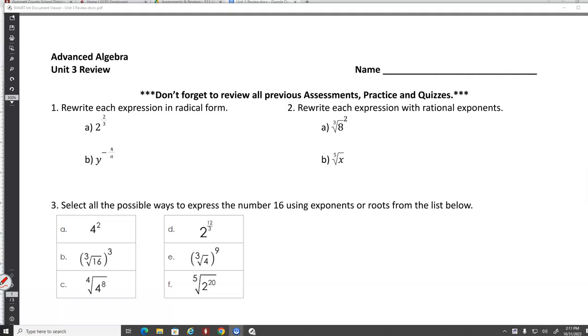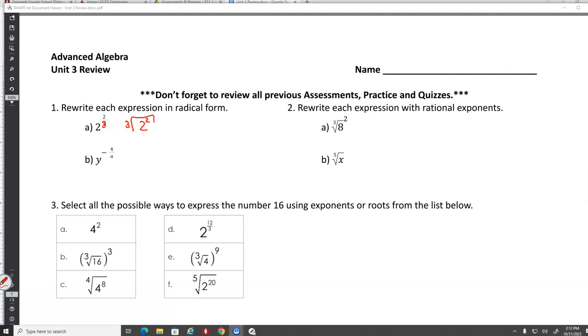Question 1, rewrite each expression in radical form. So, for example, A, again, radical, 2 goes on the inside, 3 goes on the outside, 2 goes on the inside, okay?